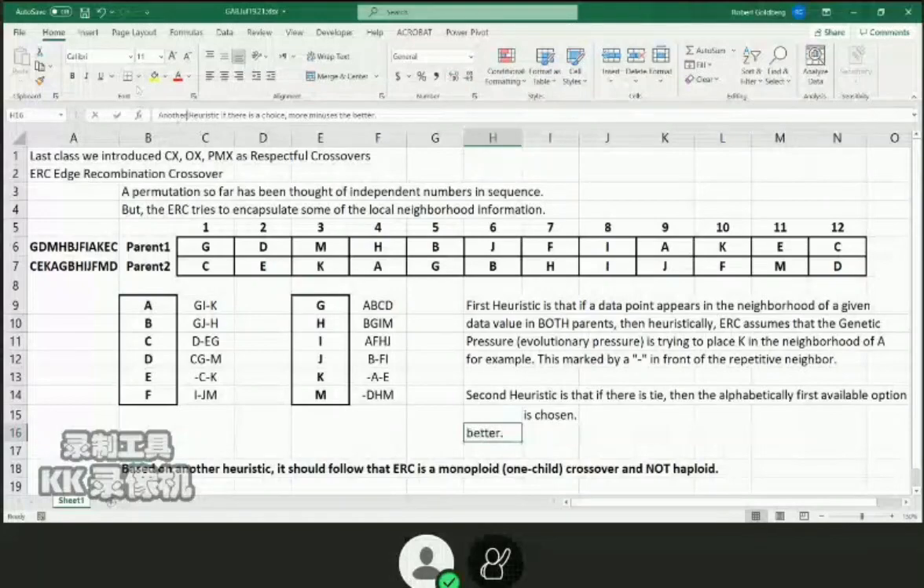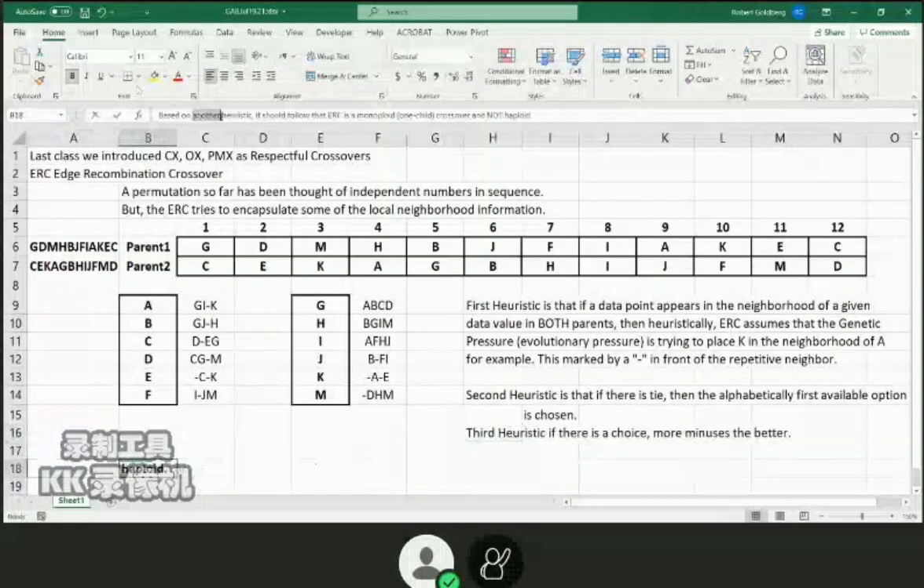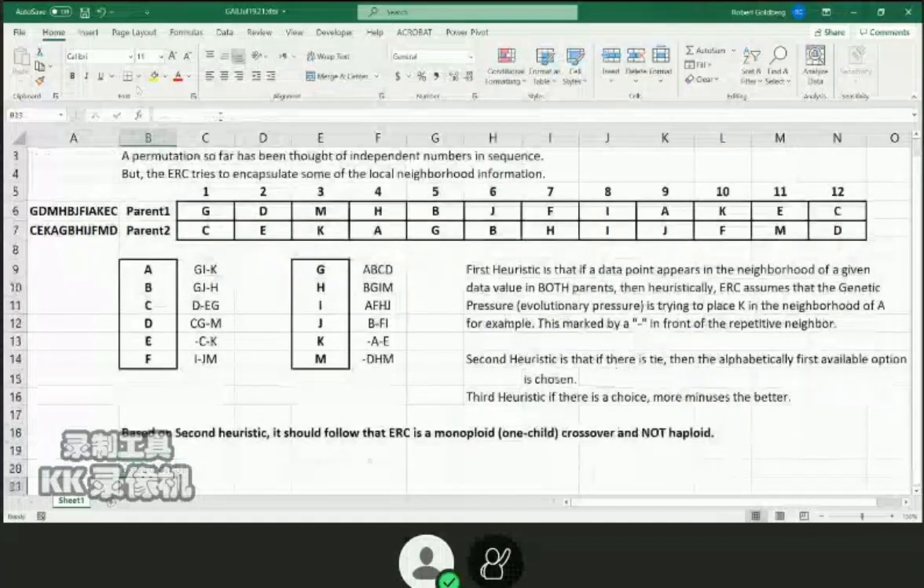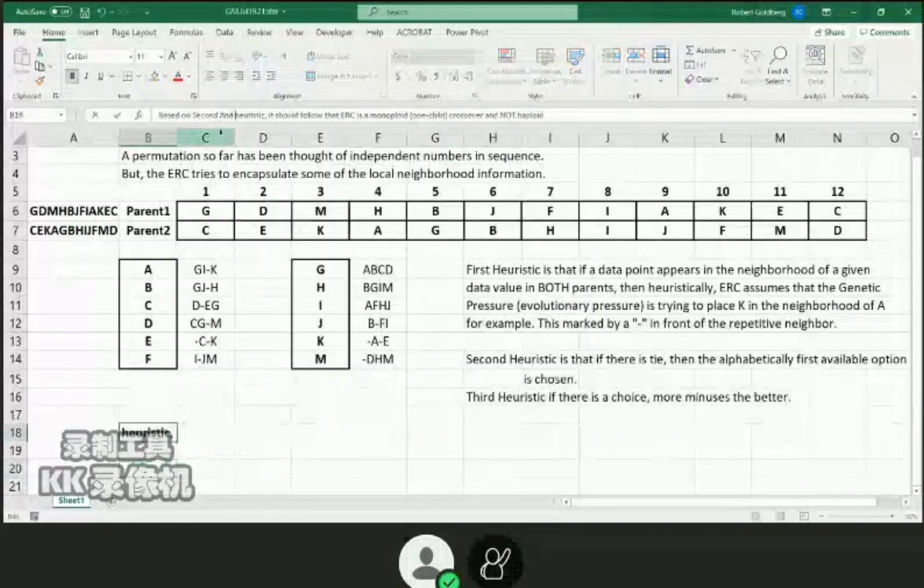Let's do it that way. So the truth is, I think this is going to be based on the third heuristic, based on the second, maybe second and third. Certainly based on second. I may have to change this to second and third. But based on the second heuristic, it will follow that it's a 1 point crossover and not haploid. No, it's second and third. Sorry. Yeah, it is second and third. See it right now.